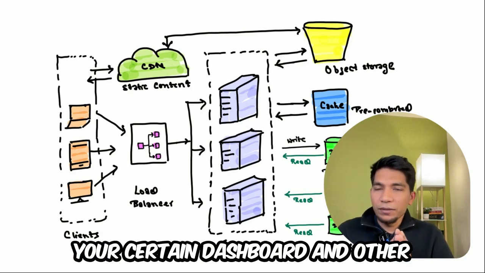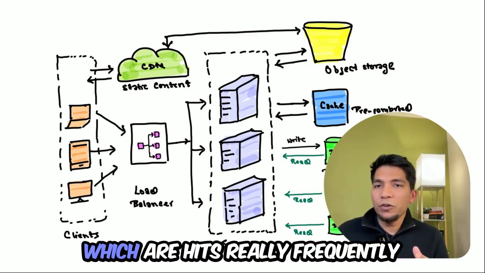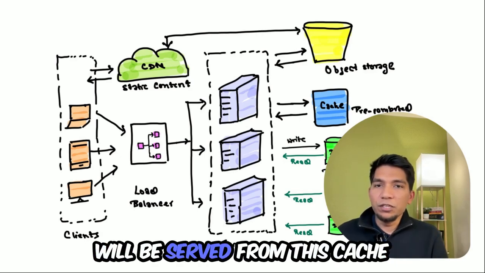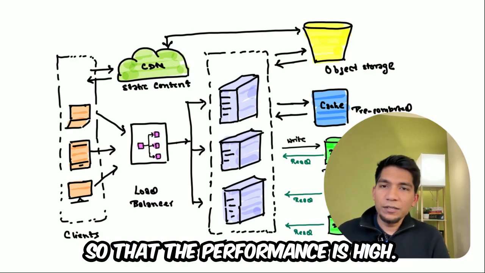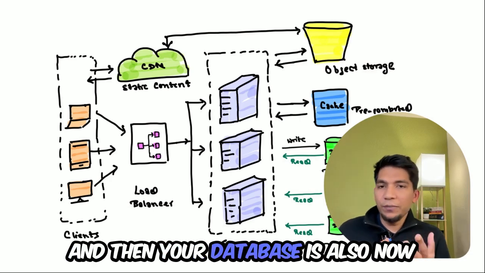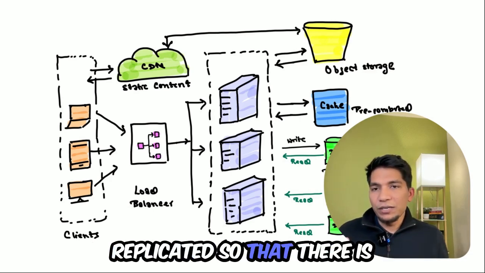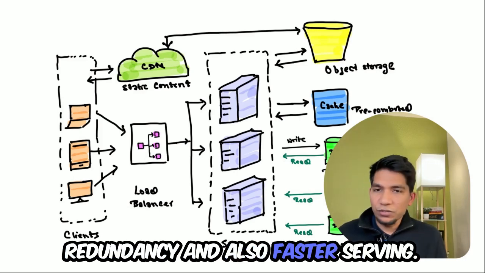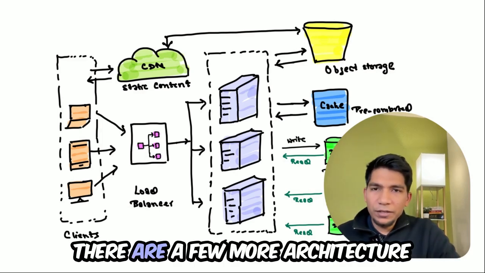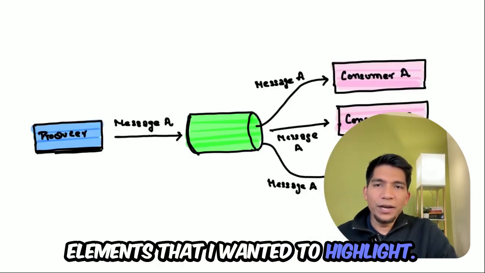Your certain dashboards and others, which are hit really frequently, will be served from this cache so that the performance is high. And then your database is also now replicated so that there is redundancy and also faster serving. There are a few more architecture elements that I wanted to highlight.